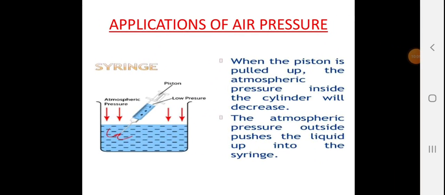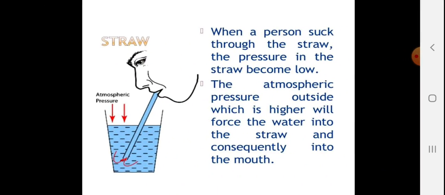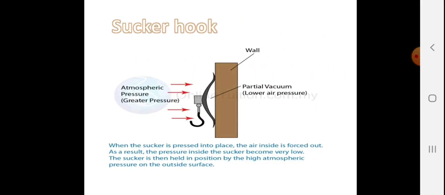Application of air pressure. When the piston is pulled up, the pressure inside the cylinder will decrease and the atmospheric pressure outside pushes the liquid up into the syringe. So whenever you are giving your blood samples, you are using the same application of air pressure. Straw. When a person sucks through the straw, the pressure in the straw becomes low. The atmospheric pressure outside, which is higher, will force the water into the straw and consequently into the mouth.